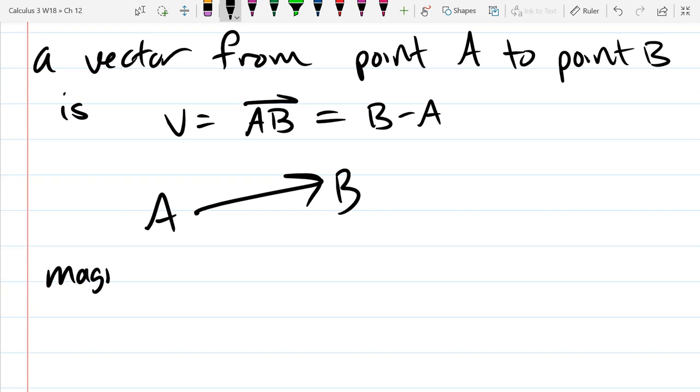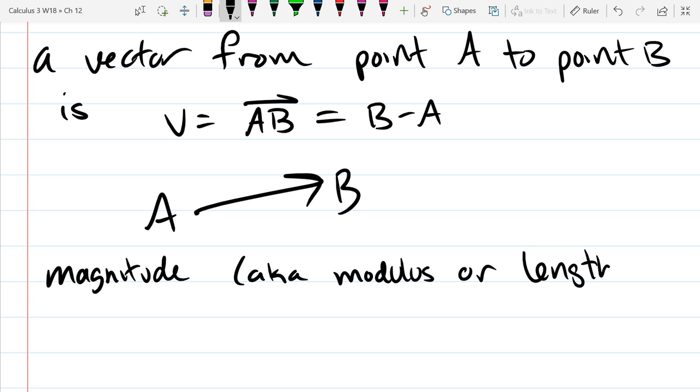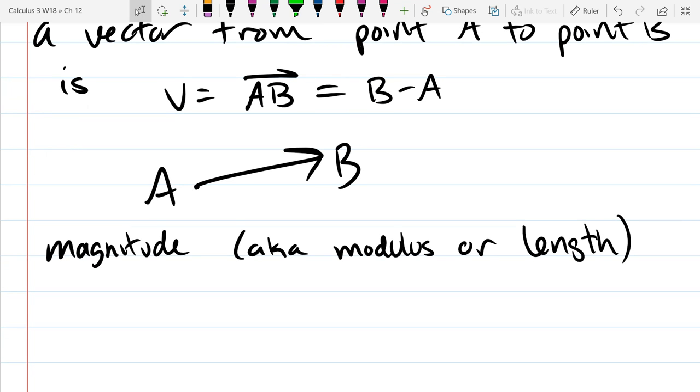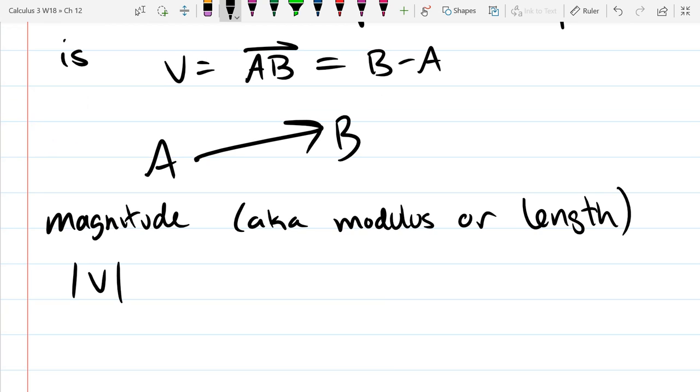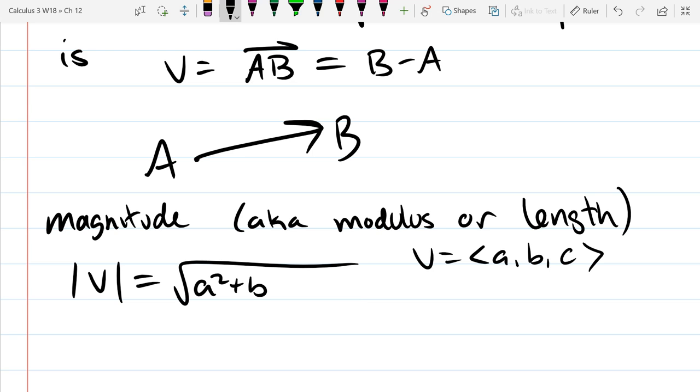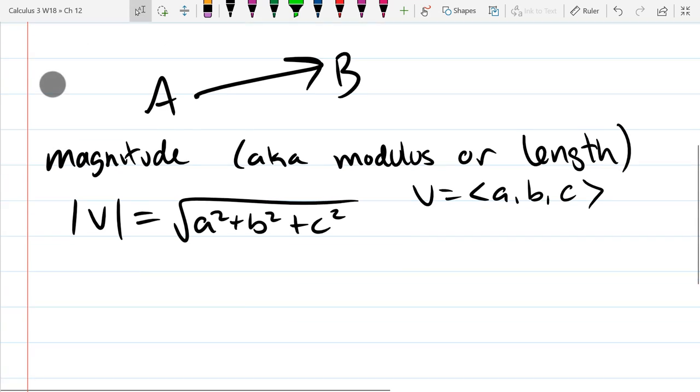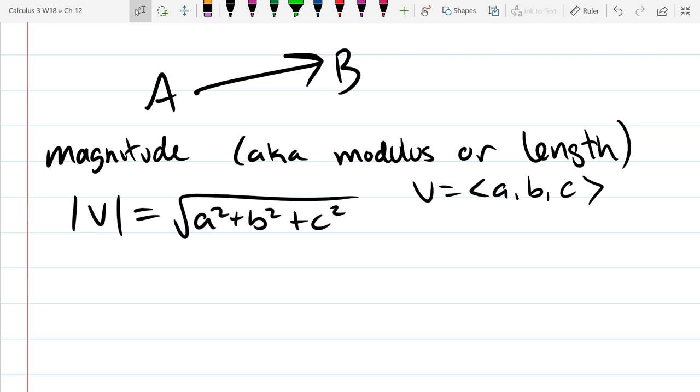Magnitude. Also known as modulus or length. So the way we write it down, it looks just like absolute value. And if you're in three dimensions, so if your vector is, let's go with a, b, c as the components, the modulus will be the square root of a squared plus b squared plus c squared. So this is in R3.